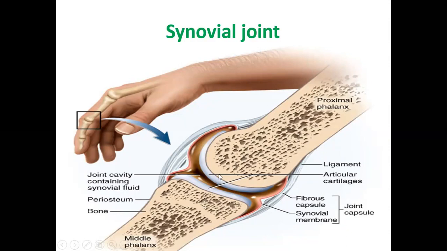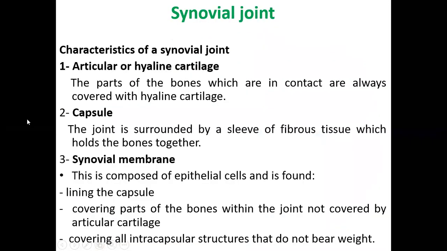the two bones will come in contact with each other covered by hyaline cartilage. Okay, so this is the second point. The third point is a very important point, because of which it is called a synovial joint: the synovial membrane as well as the synovial fluid. The synovial membrane is composed of epithelial cells and is found lining the capsule.